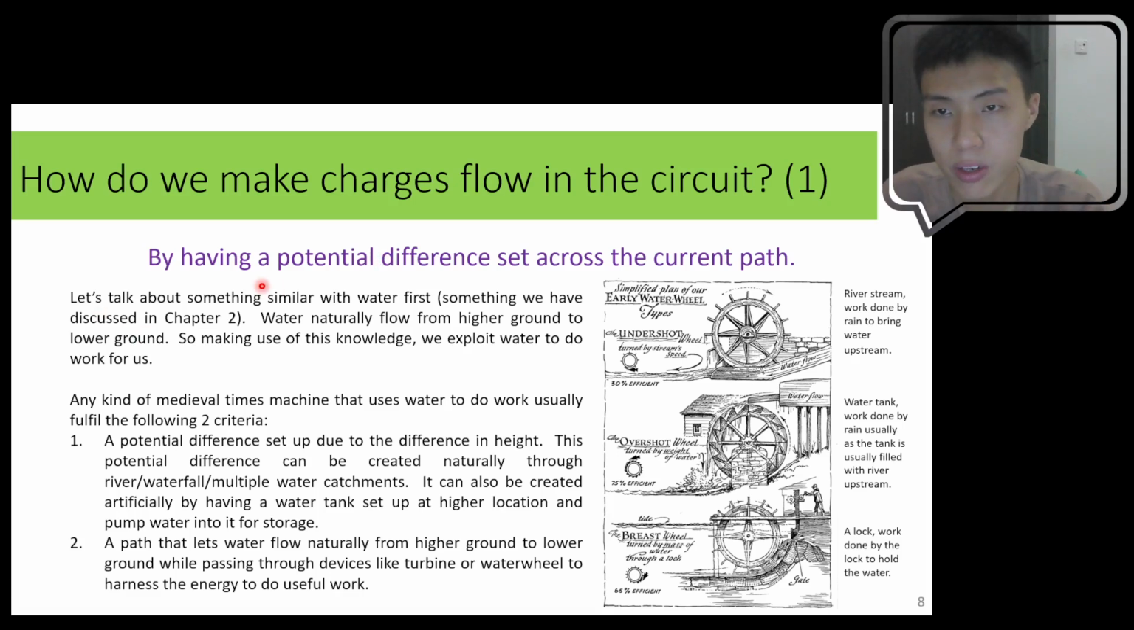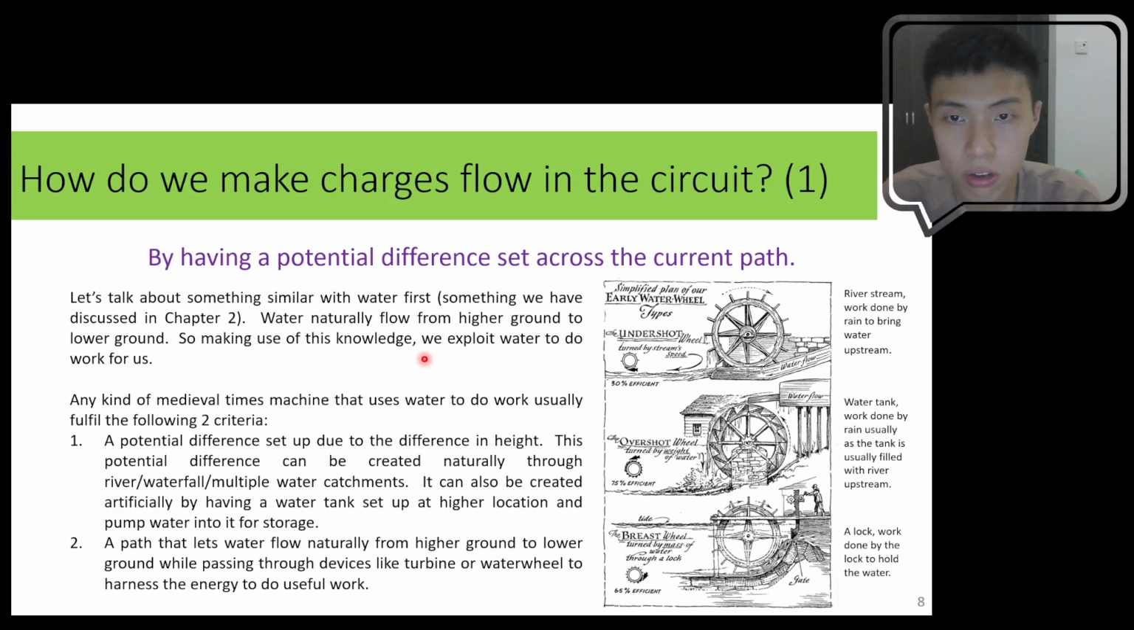Okay, so let's talk about something similar with water first, something we have discussed in chapter 2. In chapter 2 we usually talk about charges, think of it as water, right? We have a charge pump, like a water pump, pumping water from one plate to another plate. That is what we learned in chapter 2. Water naturally flows from higher ground to lower ground. That's what we naturally perceive. We know that water flows from upstream to downstream. So from above the hill, water flows downhill.